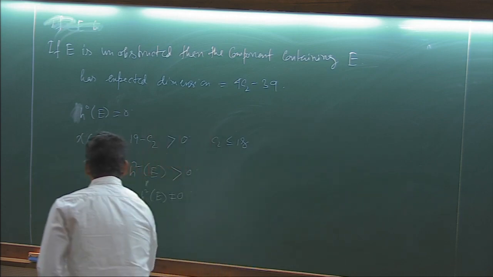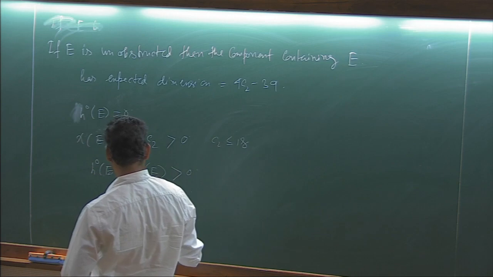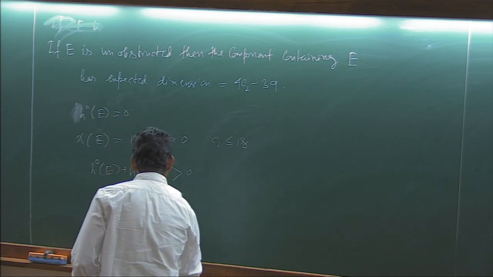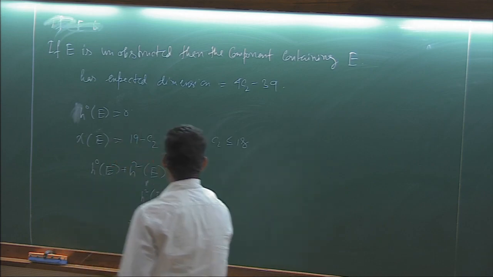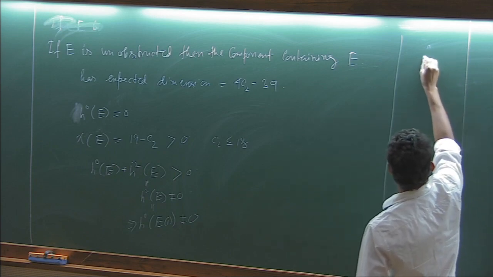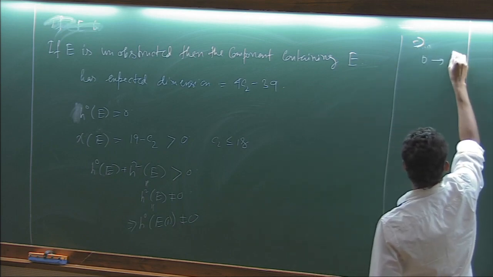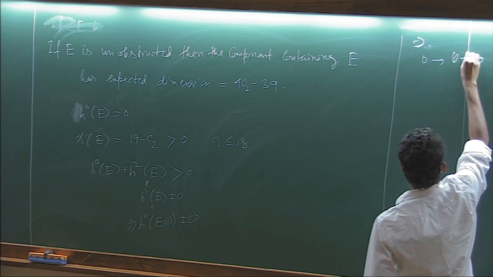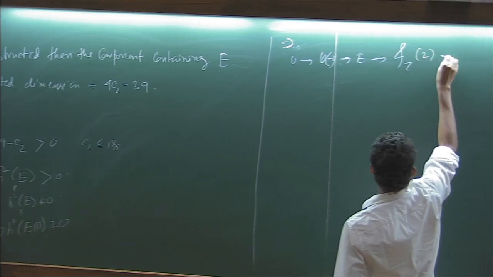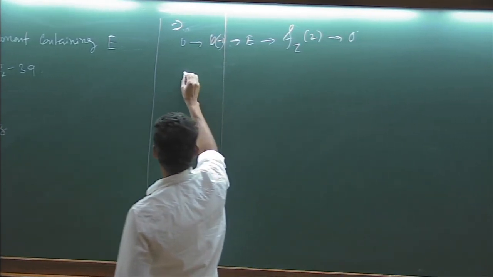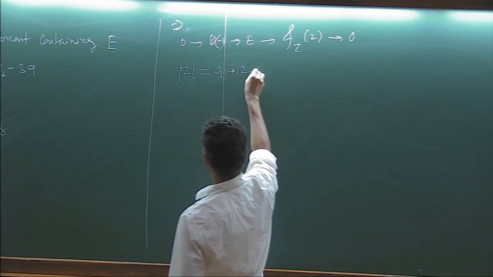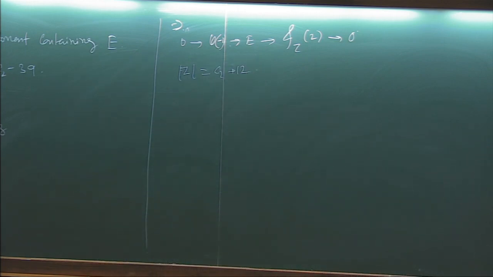So by duality, H2 of E is the same as H naught of E dual, and one can see this is non-zero. So that means E sits in an exact sequence of the form 0 to O(minus 1) to E to I_Z, where Z is a zero-dimensional subscheme of length C2 plus 12. So this computation is not so difficult.